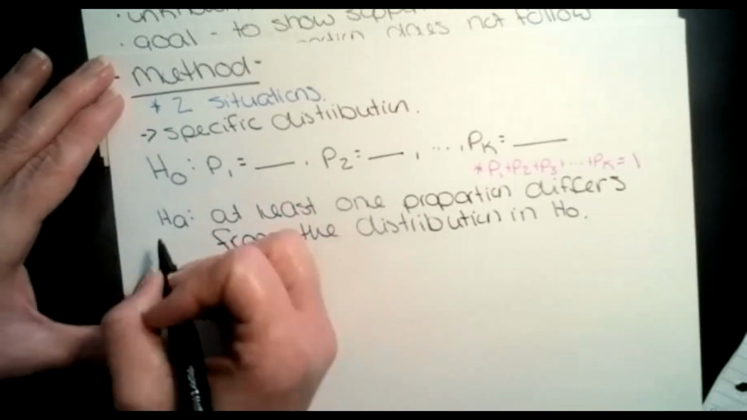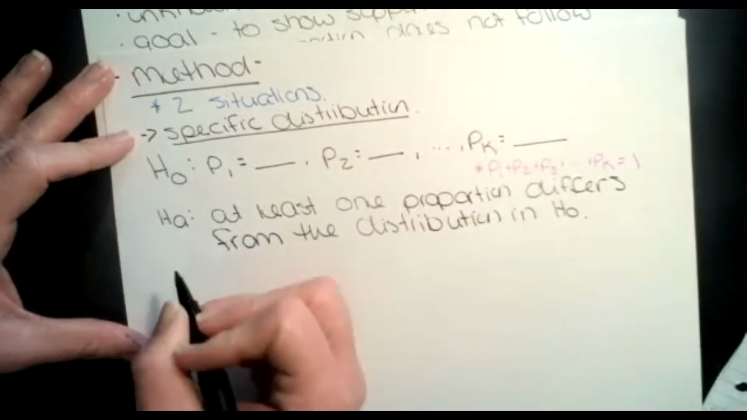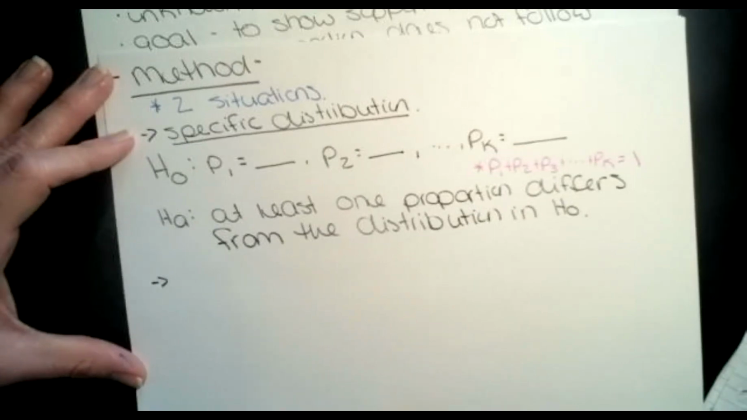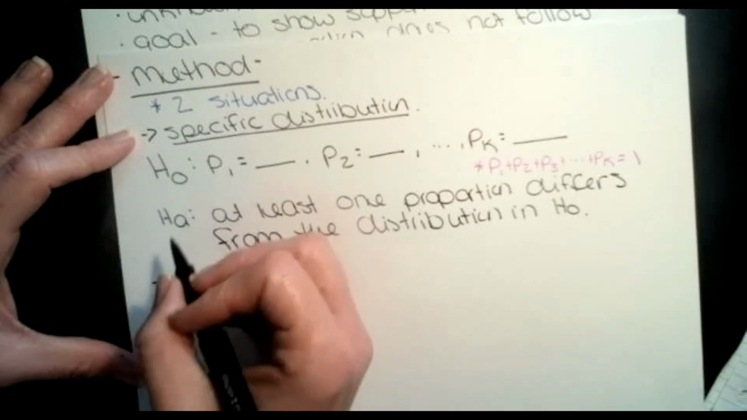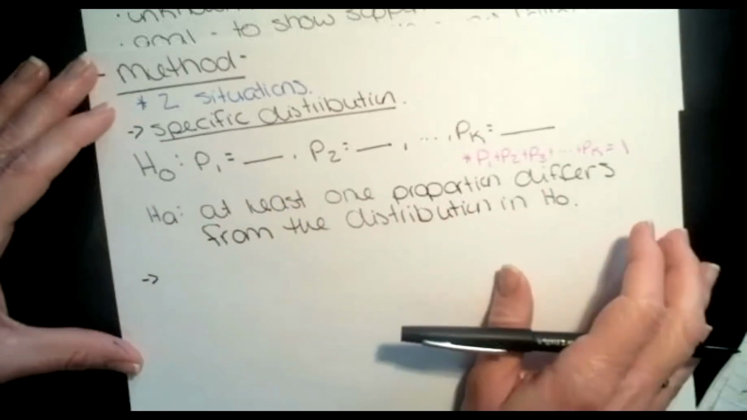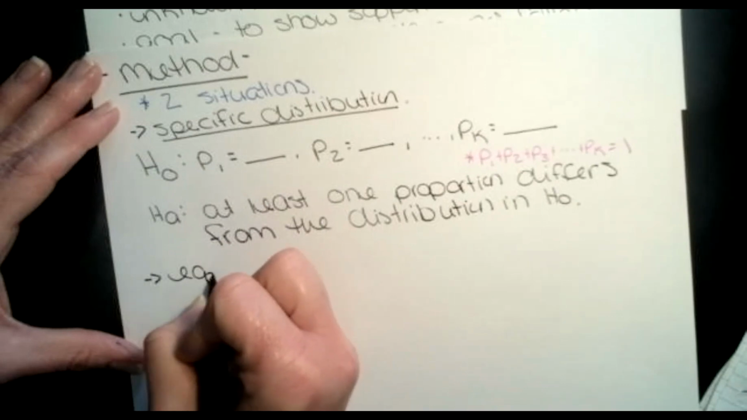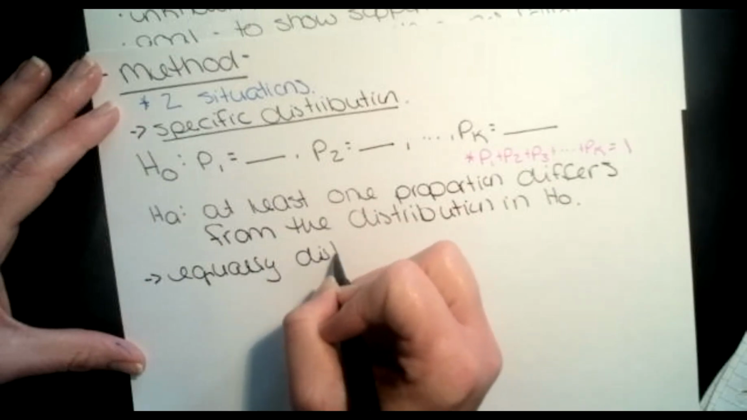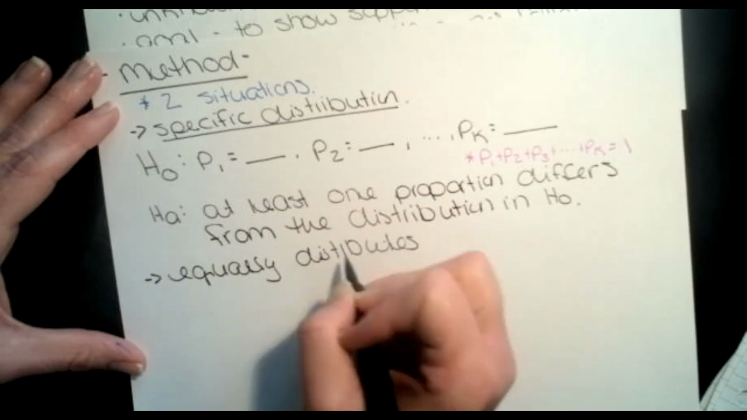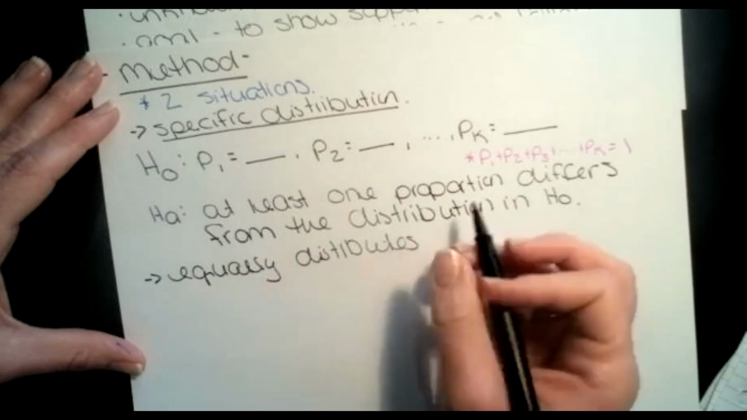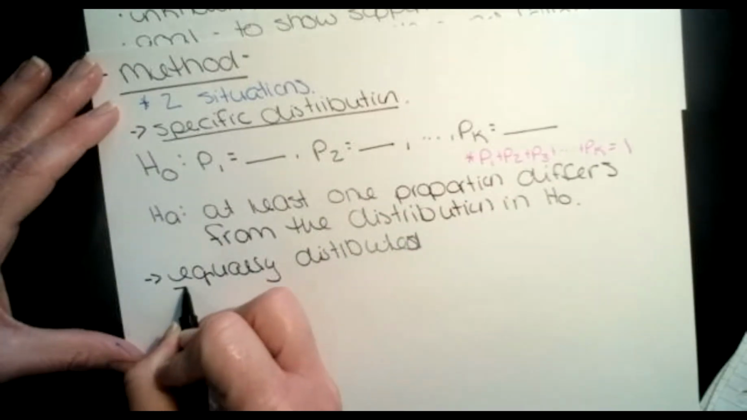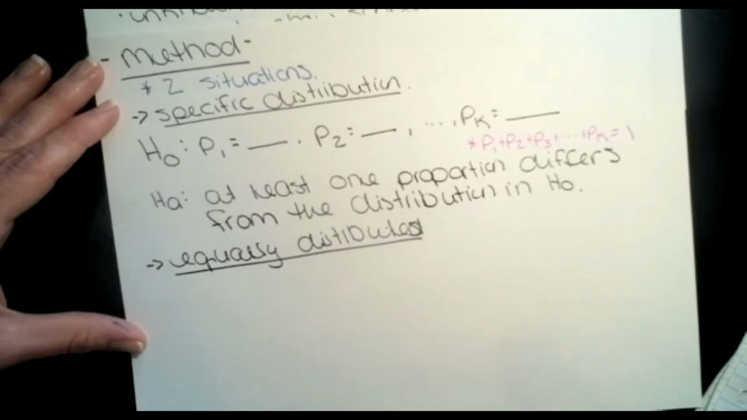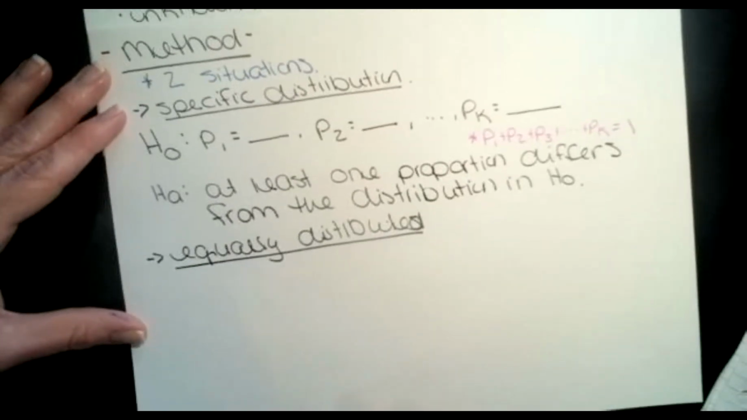The other one is called, so that one was specific distribution. The other situation that we have is when we have equally likely to happen across all categories distribution. So we could just say equally distributed. How about that? That's easier. Equally distributed, meaning that they're all the same. So that was like the one with the accidents. It's all the same for every day of the week, that kind of situation.